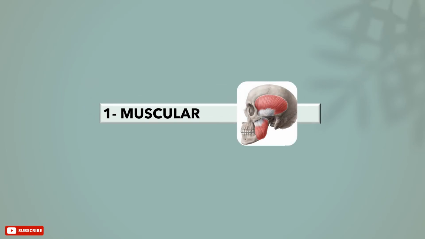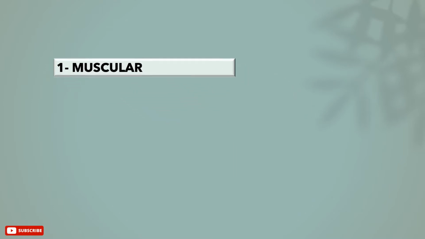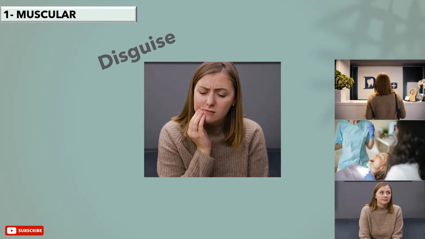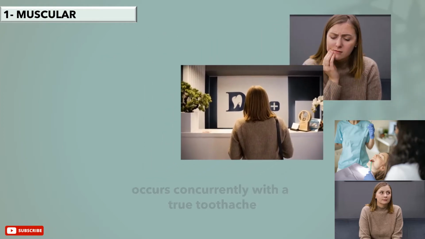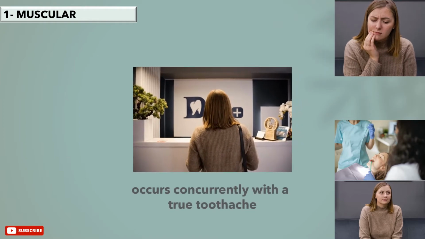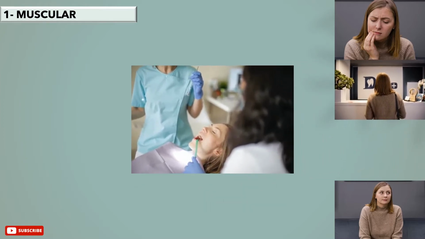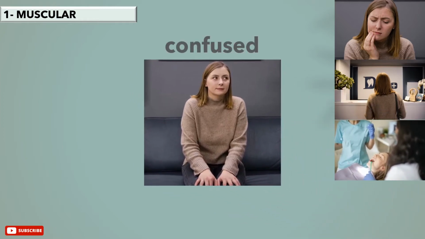The first cause for non-odontogenic pain could be muscular. Muscular pain frequently occurs concurrently with a true toothache. The symptoms are often disguised as odontogenic. So the patient seeks dental treatment. Once the dental pain is treated, the mask comes off and the true nature of the muscular component is revealed. And the patient revisits confused about the pain.